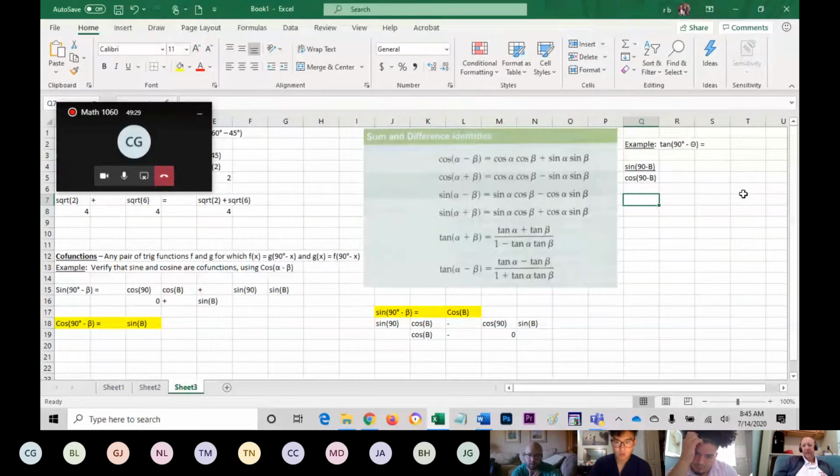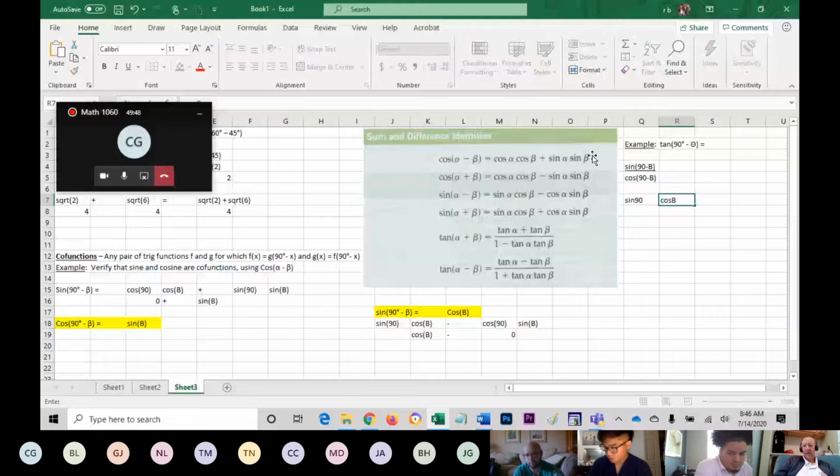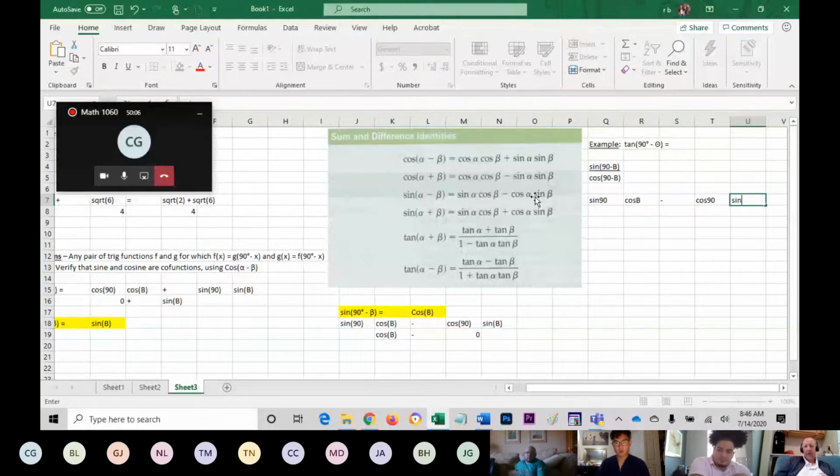So this becomes what? Well, don't worry about that yet. Sorry. Yeah, we'll get to that. Okay. So we're using this one. So sine of 90 minus beta, cosine of beta. Right? We're using this one here. Okay. Minus the cosine of 90 times the sine of beta. Okay.